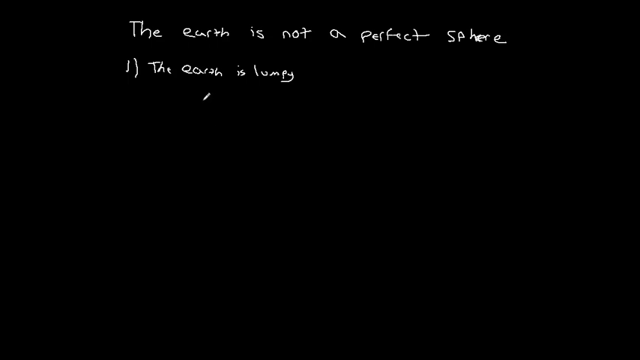So instead of looking like this, and again, this is going to be exaggerated, it looks more like something like what you might see in a game of Asteroids. And so you can imagine that this right here would make wildly different measurements of latitude and longitude depending on which part of the lump you're measuring from.